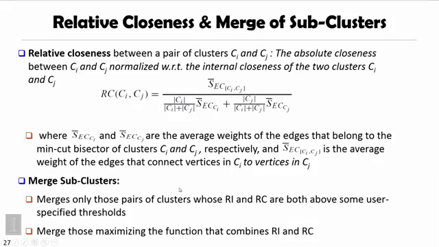Then how do we merge subclusters? Essentially, we only merge those pairs of clusters whose relative interconnectivity and relative closeness are both above some user-specified thresholds. That means we only merge those maximizing the function that combines relative interconnectivity and relative closeness. That means even if we find those pairs are mergeable, we still want to find the merge that maximizes the function.